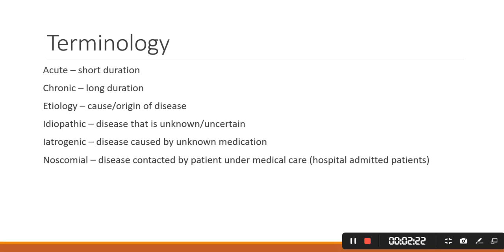Iatrogenic, when the disease is caused by medication. Say the person is taking almost 3-4 drugs and you cannot find out which drug did it, then you say it's an iatrogenic disorder. Nosocomial means a disease contracted by a patient under medical care. Generally, it refers to all those infections which are acquired when the patient is in medical care, when the patient is admitted in the hospital.